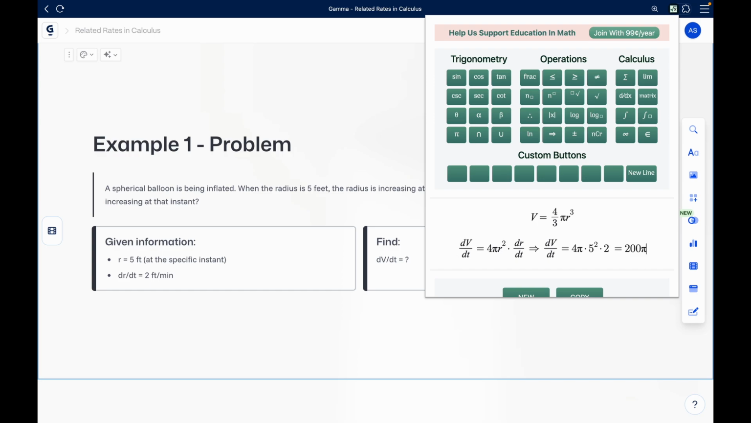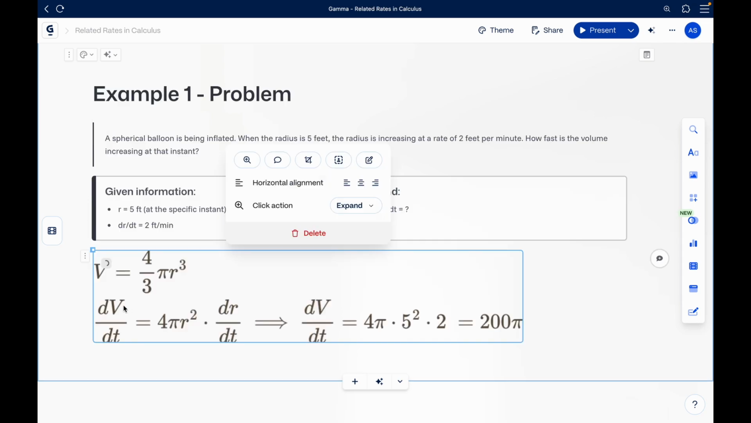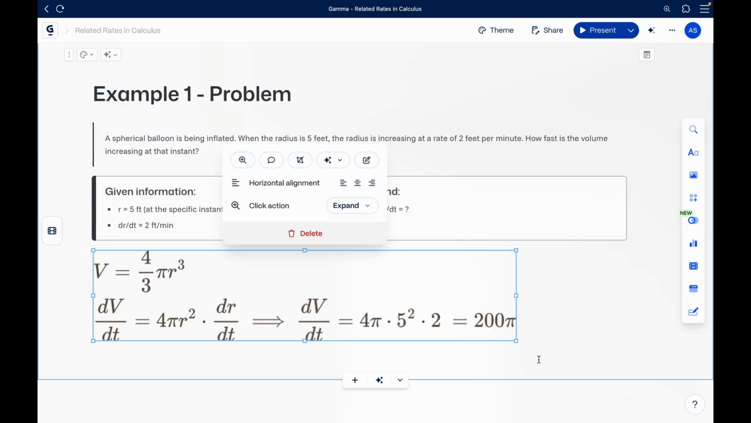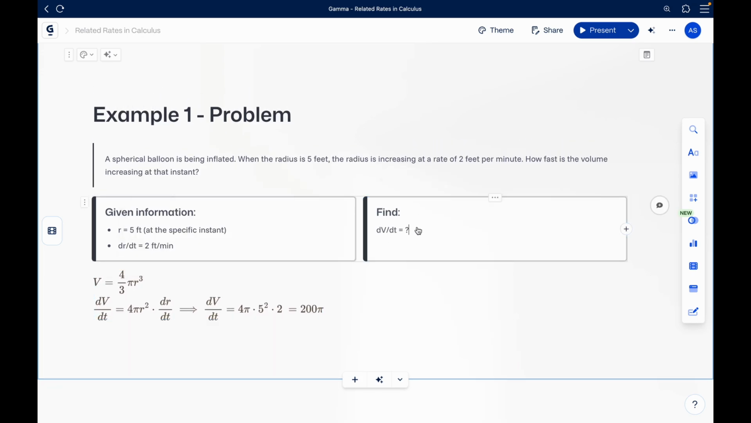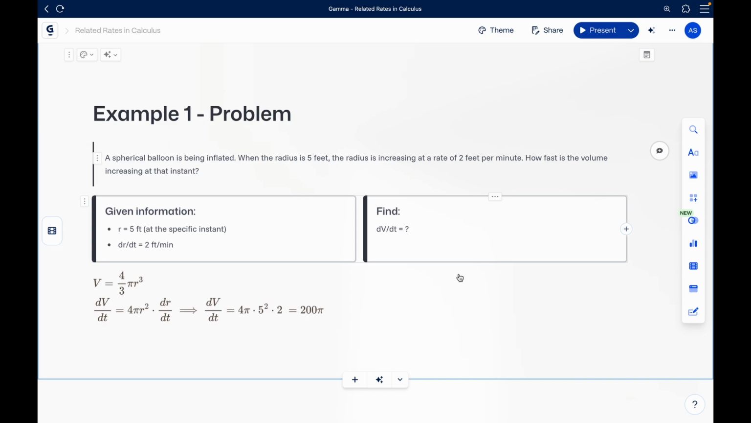Now, I'm not going to put the units here. What I'm going to do is paste this down, all the steps over here. And over here, if you look at the steps, I'm going to put my cursor over here to show you where the text is at.